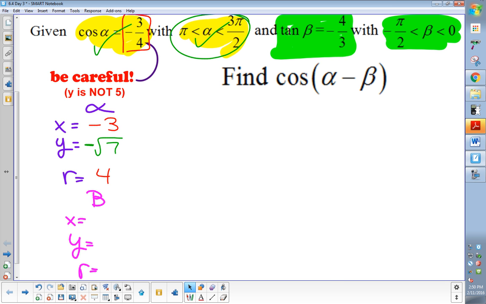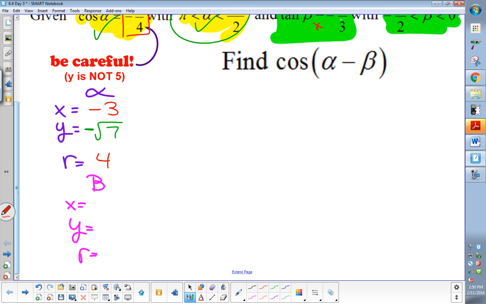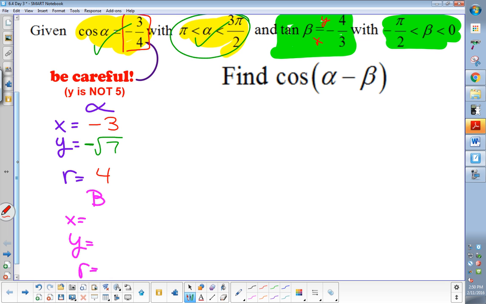The second one's a little bit easier. Tangent of beta equals negative 4/3. So tangent is y over x. So Deontay, what's that tell me? Y is 4, x is 3. Now this would make sense. If that one's 3 and that one's 4, what's my radius going to be? 5. Yep. I know that one of them needs to be negative because tangent's negative, but I don't really know which one.